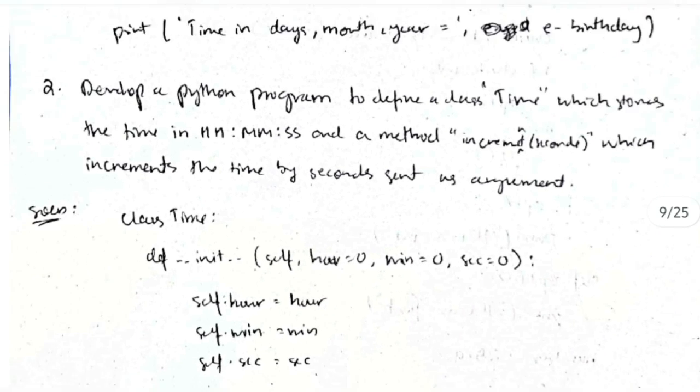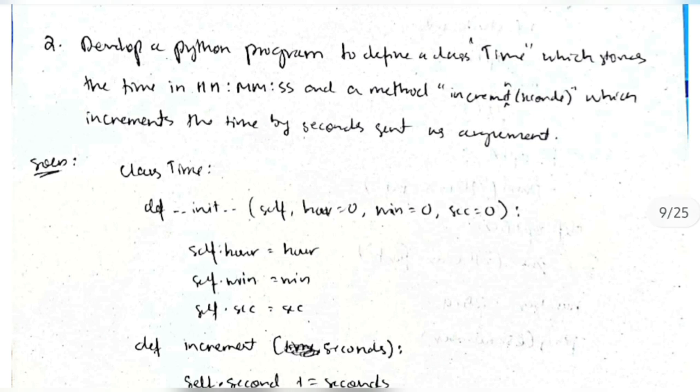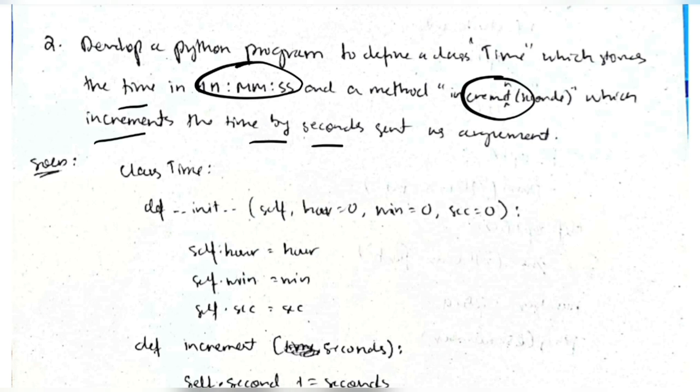Okay, and the next program is to define a class Time which stores the time in hours, minutes and seconds, and the method increment seconds, which increments the seconds as sent by the argument. So here what we have is a class Time, and in this class Time we have hours, minutes and seconds. These three things are there in the time, and what we have to do is increment the seconds as passed in the argument.